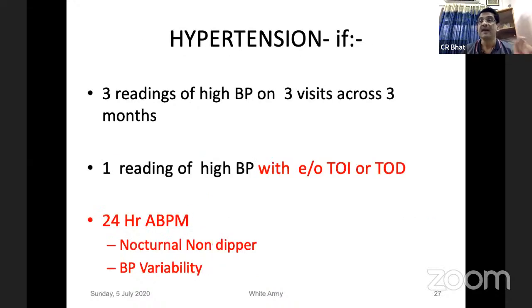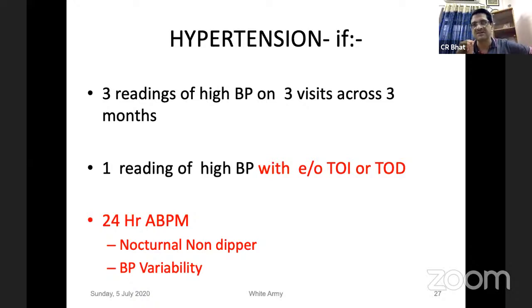Okay. Now, we brand the patient as hypertensive. We diagnose the patient to be hypertensive only if there are 3 readings of high blood pressure on 3 visits across 3 months. That is the standard teaching. Nowadays, they say that even 2 recordings over 2 weeks is fine.